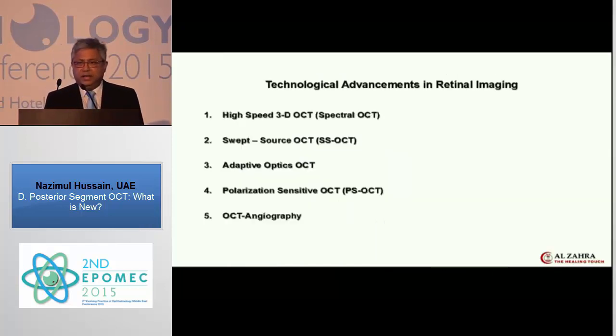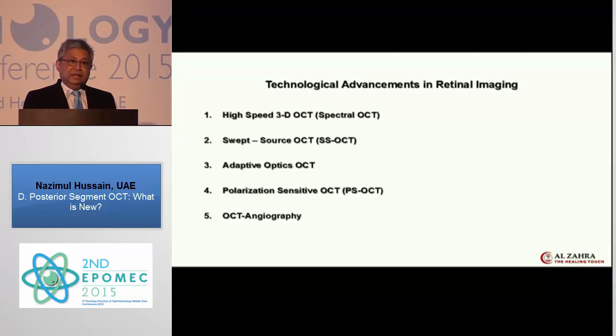What technological advancements have occurred over time in retinal imaging with OCT? We all know the high-speed 3D OCT, which is spectral domain OCT, which we are using. What is important is the upcoming of swept source OCT, and adaptive optics OCT is a very interesting tool in cellular imaging, as well as polarization sensitive OCT and OCT angiography. I would like to highlight a few of these to give an insight.